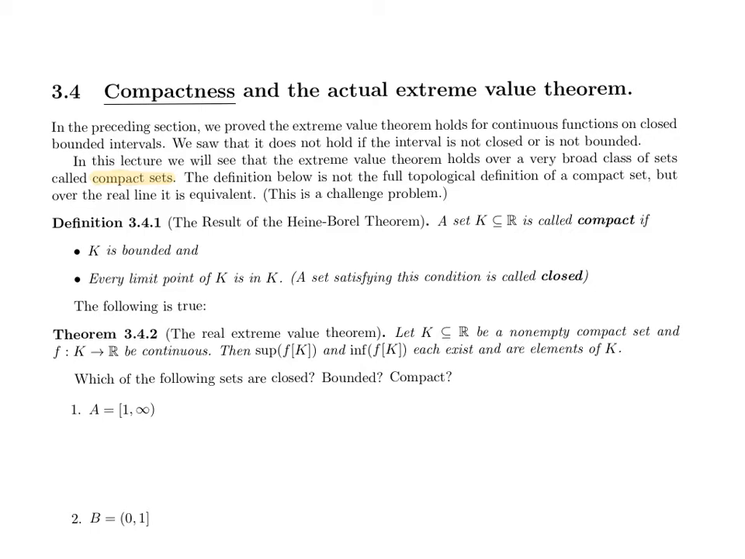So definition. A set is called compact if two things happen. One, if K is bounded. Certainly if you want a set to be analogous to a finite set, then it should be bounded. And the other property is that every limit point of the set K must be in K. That's what it means for a set to be compact. A set satisfying the second condition is called closed. So if a set contains every one of its limit points, then that set is closed.